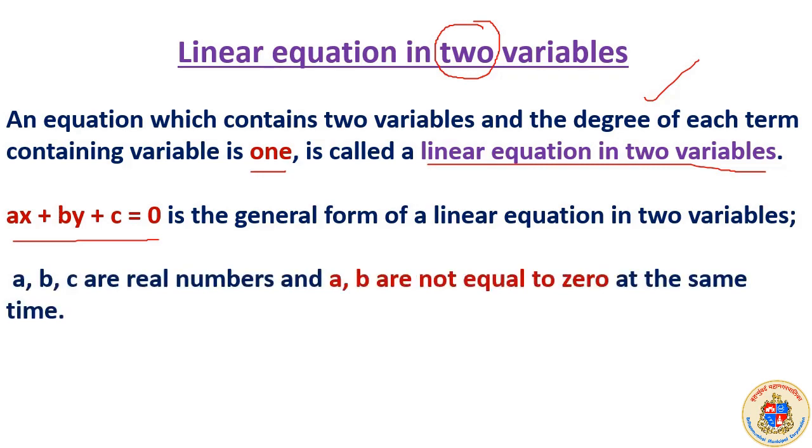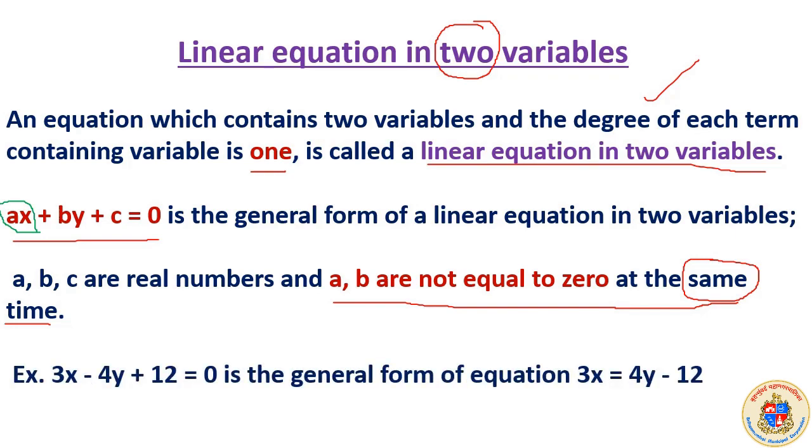And another important thing is, in this case of a, b, c, a and b are not equal to 0 at the same time. What happens if a or b becomes 0? If a becomes 0, then this whole quantity becomes 0, then it will become by plus c, where c is a constant, so by plus a constant is equal to 0, meaning it will become a linear equation in one variable. So that way it is.